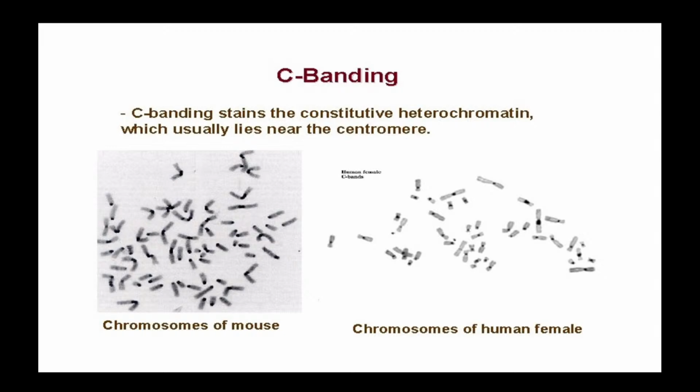C banding stains the constitutive heterochromatin, which usually lies near the centromere.